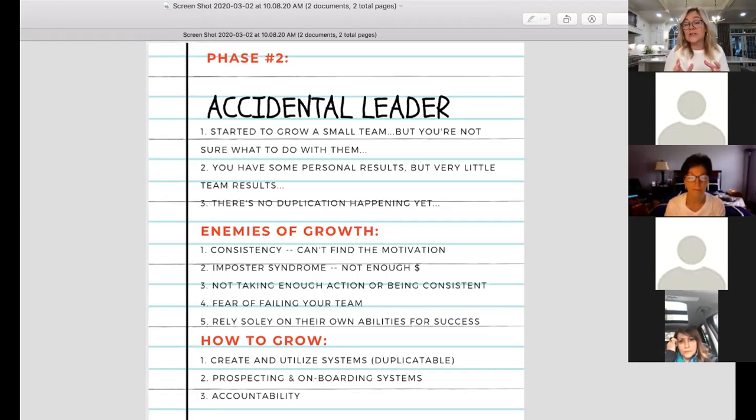Here are some areas of growth and the enemies that are going to try to slow you down as this accidental leader. Number 1 is consistency. If we have consistency, what happens is consistency builds momentum. And if we're having a hard time with our consistency, it may be because we can't find the motivation to be consistent every single day.